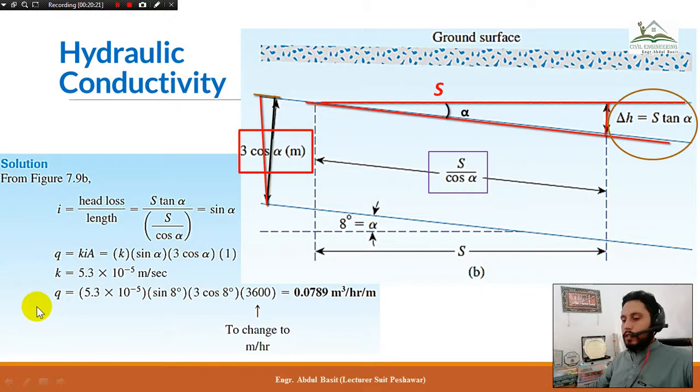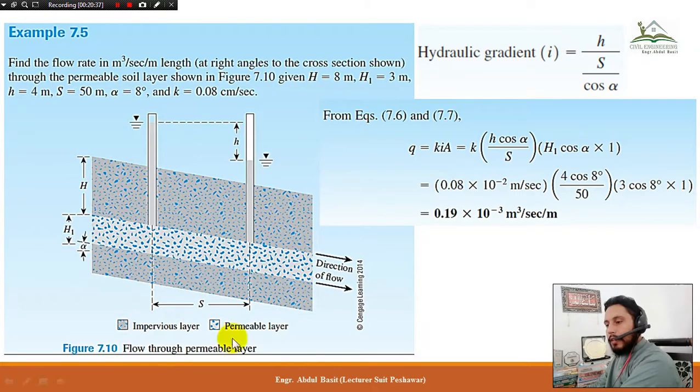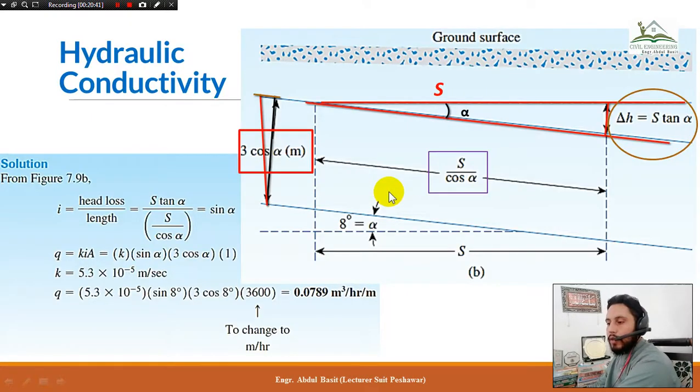So this is the volume of the water, or the seepage, passing through this soil sample, and that is equal to 0.0789 meter cube per hour per meter. Okay, so again we have another practical example. This is actually the continuation of, or you can say a bit similar to, the previous numerical.